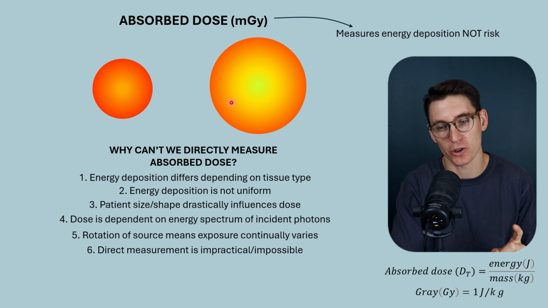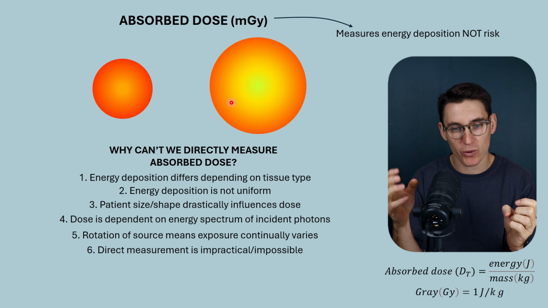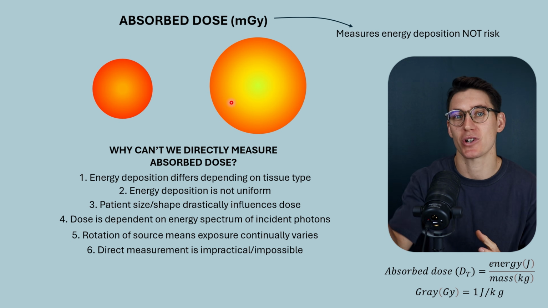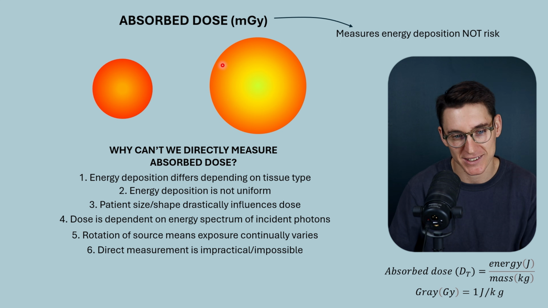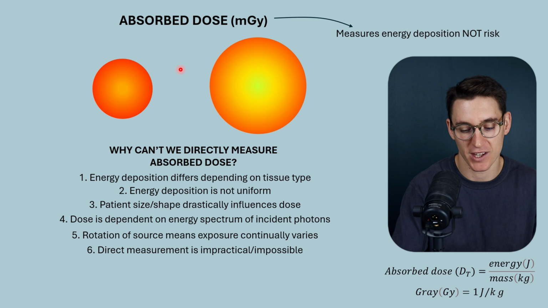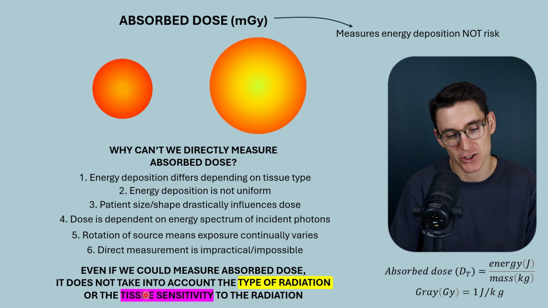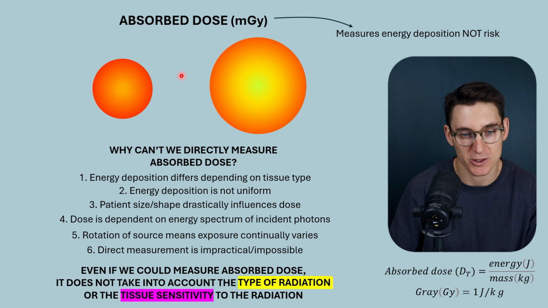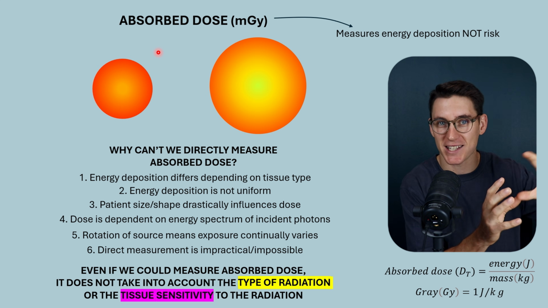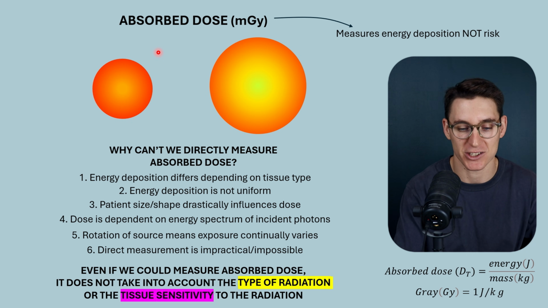When we're measuring absorbed dose, we're measuring energy deposition and not risk. If we want to try and tell a patient how much risk they have from a specific examination, we need to account for more factors than absorbed dose can allow us to. We need to look at the type of radiation as well as the tissue sensitivity. These two factors are going to determine the risk to the patient much more than the absorbed dose alone. And I'm going to show you how we can take the absorbed dose and account for these factors to get a risk estimate later on.